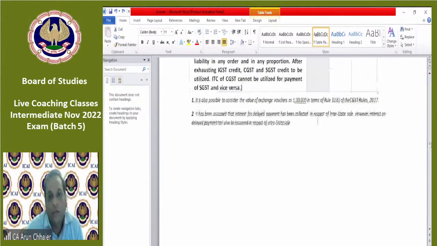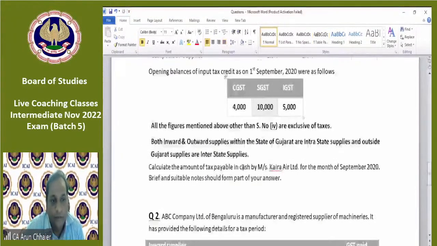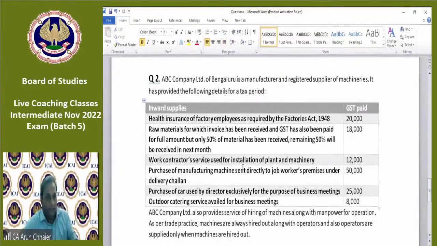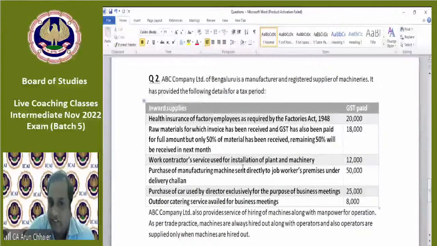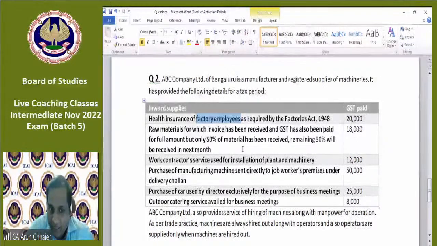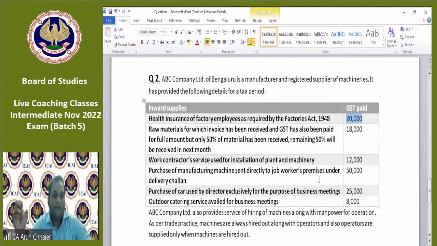Now going to question number 2. ABC Company Limited of Bangalore is a manufacturing and registered supplier of machineries. It has provided the following details for the tax period. Health insurance of the factory employees as required by the Factories Act 1948. Is ITC available or blocked? Give me some reasoning.